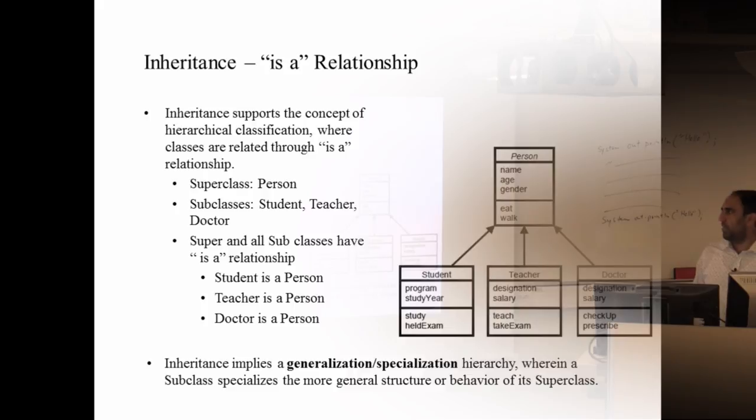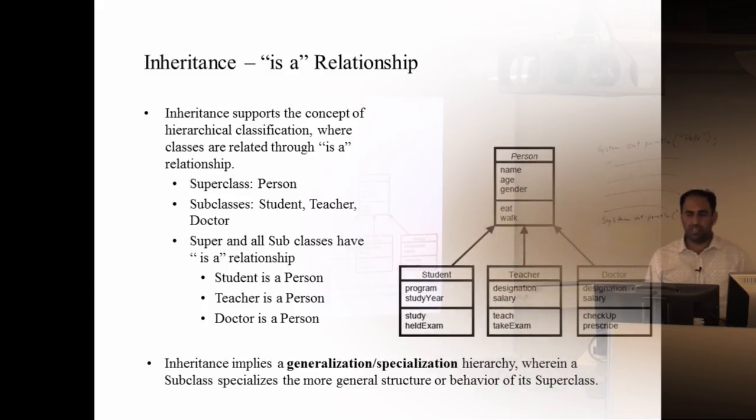So for example, here we have a class Person which has the common attributes defined as a name, age, and gender, and then we have the attributes eat and walk. But then we have different subclasses of a person. Maybe Student is one class, Teacher is another class, and Doctor is another class. And we all know that these three different classes have the same features that are defined on that every person has.